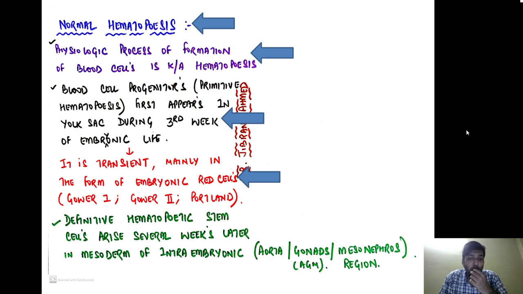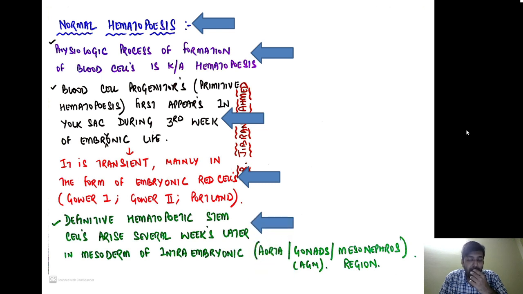So what are the embryonic red cells composed of? Which type of hemoglobin is present in the embryonic red cells? They are Gower 1, Gower 2 and Portland. So these are the embryonic hemoglobins. So the primitive hematopoiesis first begins in the 3rd week of intrauterine life in the yolk sac.